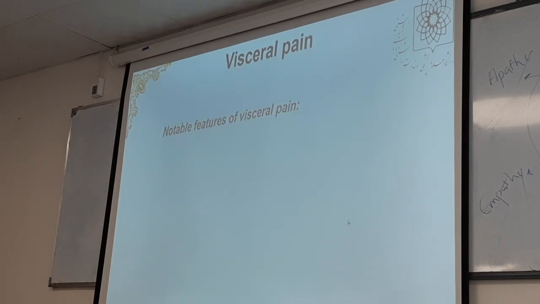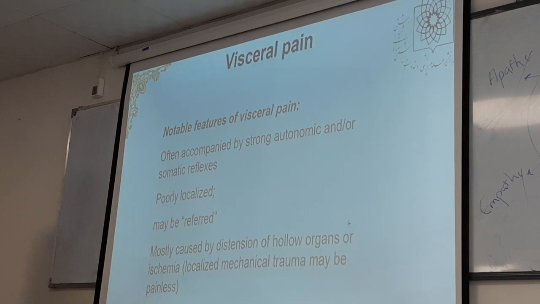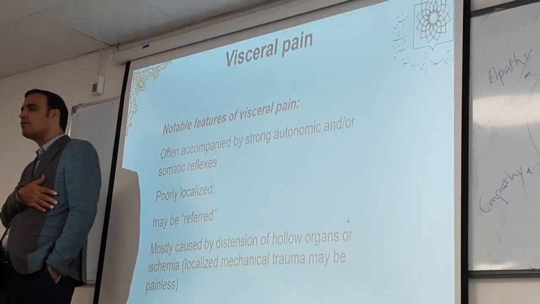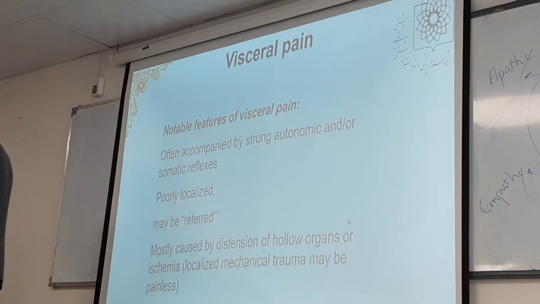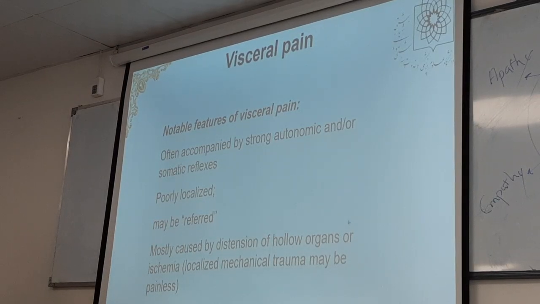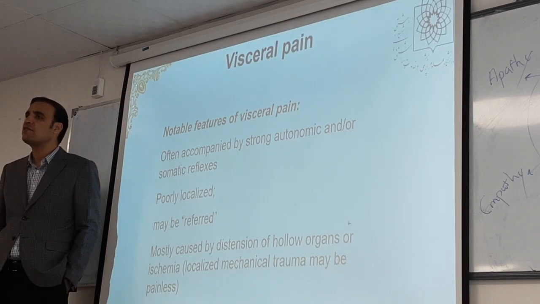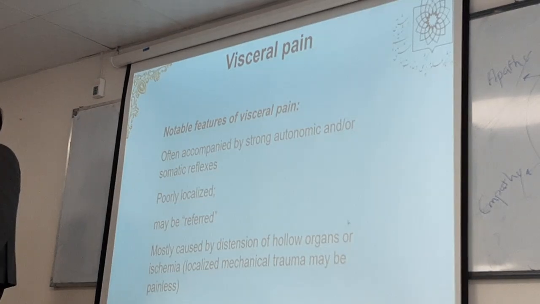As I told you, we have pain that is coming from the viscera. You know that our viscera, such as the gastrointestinal system, heart, vascular system, kidney, bladder, all of these are viscera, and these have receptors for pain. Also, we have some areas in the viscera that have no pain receptor. Therefore, they are pain insensitive.